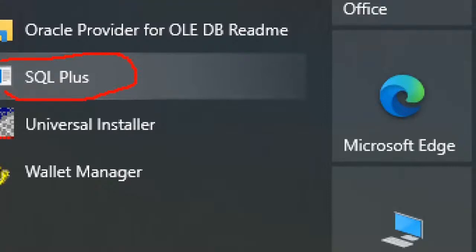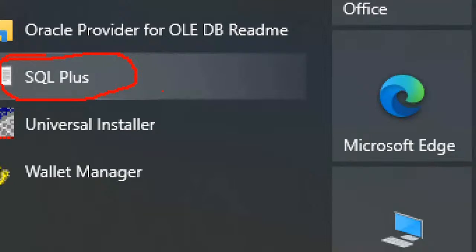Daily, through this tool, we interact with the server where the Oracle database is. Those are all things we learn in our course: what the tool is, what the server is, how it is connected, what the username and password are. SQL Plus is a tool, the default tool.